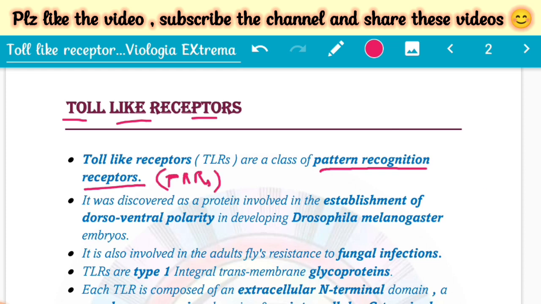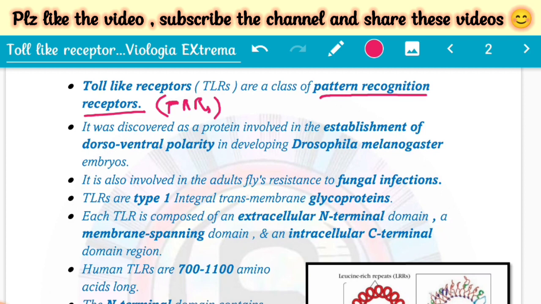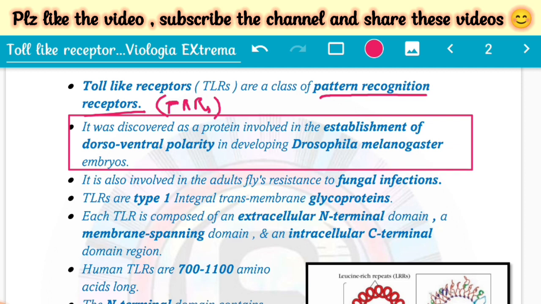How did we discover them? Let's talk about it. It was discovered as a protein, because we know that receptors are proteins, and it is an integral transmembrane protein.